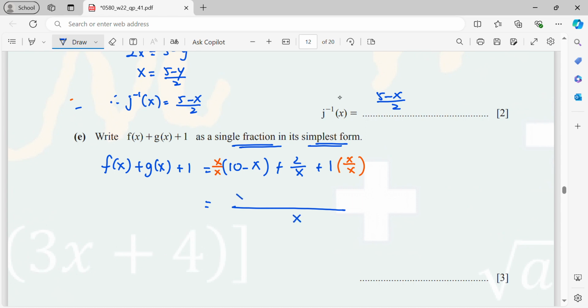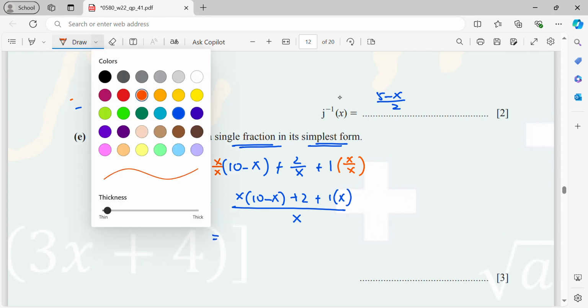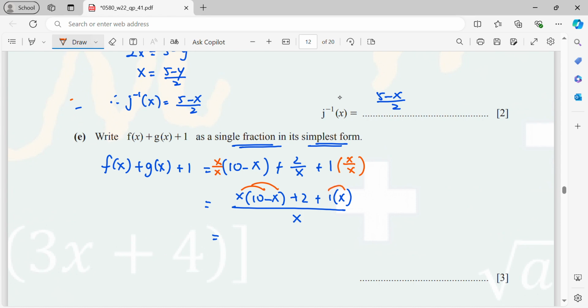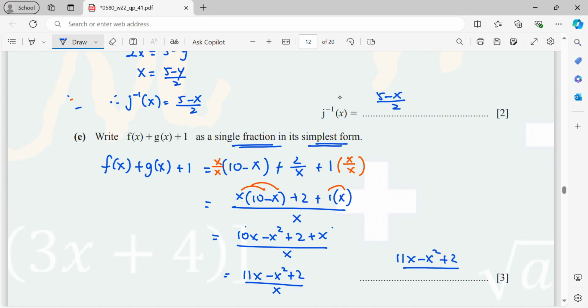For the first term, I will have x times 10 minus x for the numerator, and the second term is plus 2. Third term is 1 times x. Then when you do the expansion for the first term, you will get 10x minus x squared, then plus 2, 1 times x is x, then over x. Now you will get 10x plus 1x, that is 11x, then minus x squared plus 2 over x. This is the single fraction in simplest form.